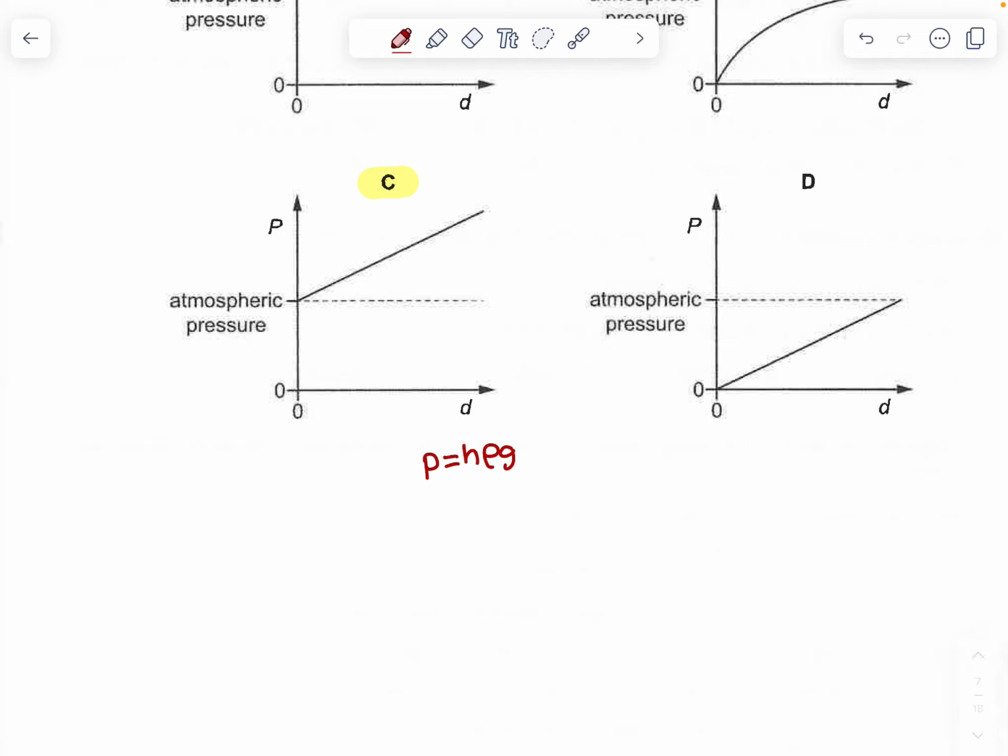So with the formula Hρg, we know that the density of water and the gravitational field strength on Earth remain constant. So H is proportional to the pressure, or pressure is proportional to the depth of the bubble. So it should go linearly.